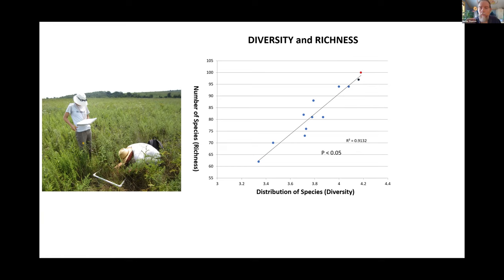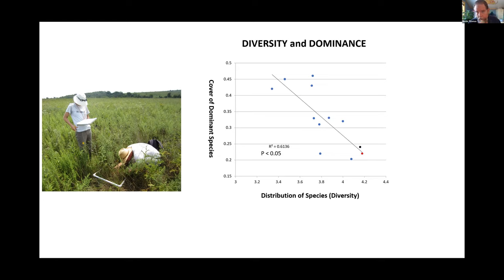But notice the red and black dots at the top right, at the very end of the line there. Those, from experience and from having collected the data, are two very different prairies. The red one is actually closer to an old field. It's got fescue. It's kind of beat up. It's an old hay field, an old grazed field. The black dot, in that case, is one of the highest quality grade A prairies that we have in the region. And so it's odd that those rank so close together.